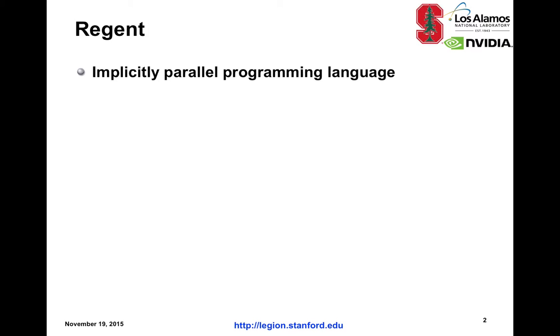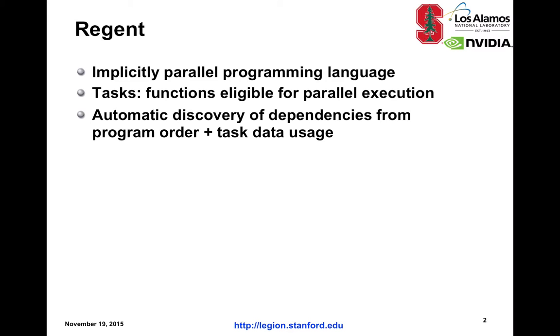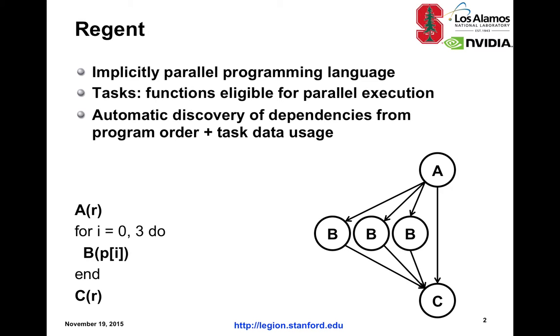Regent is an implicit parallel programming language. Regent programs are subdivided into tasks, which are just functions eligible for parallel execution. Regent can automatically discover dependencies between these tasks based on the original program order in which they're launched and the data usage declared for each task. So for example, in this program, which we can just read from top to bottom like a standard sequential program, we can discover this dependence graph which tells us that all of the B tasks can run in parallel.